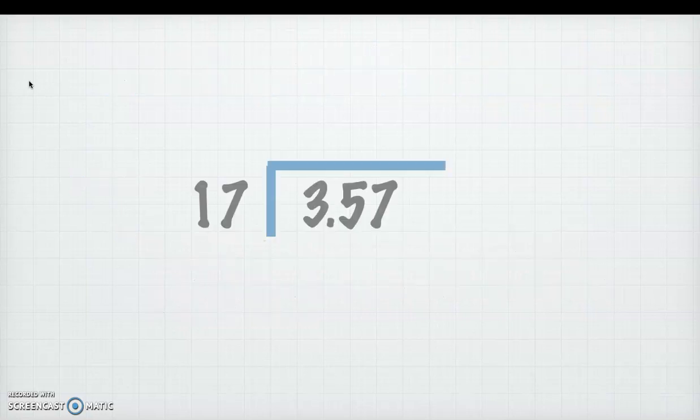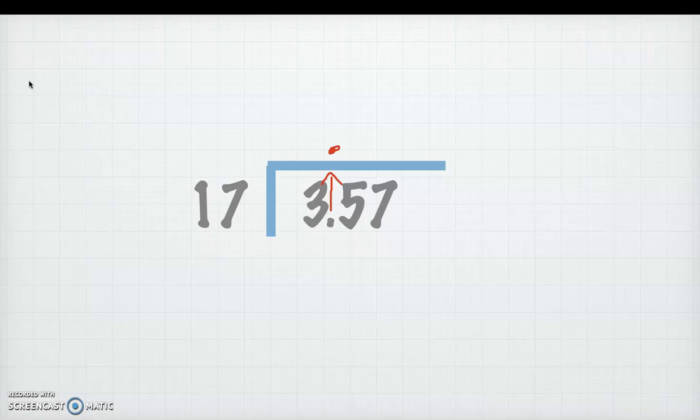Let me go ahead and give you an example. I have 17 divided by 3.57. The rule says place the decimal point in the quotient directly above the decimal point from the dividend. So I have my decimal point right here, in my dividend. What I'm going to do is place the decimal point directly above for my quotient. So my decimal point is going to go right there. As you can see, that is my first step. What's my second step? I'm just going to divide as usual.